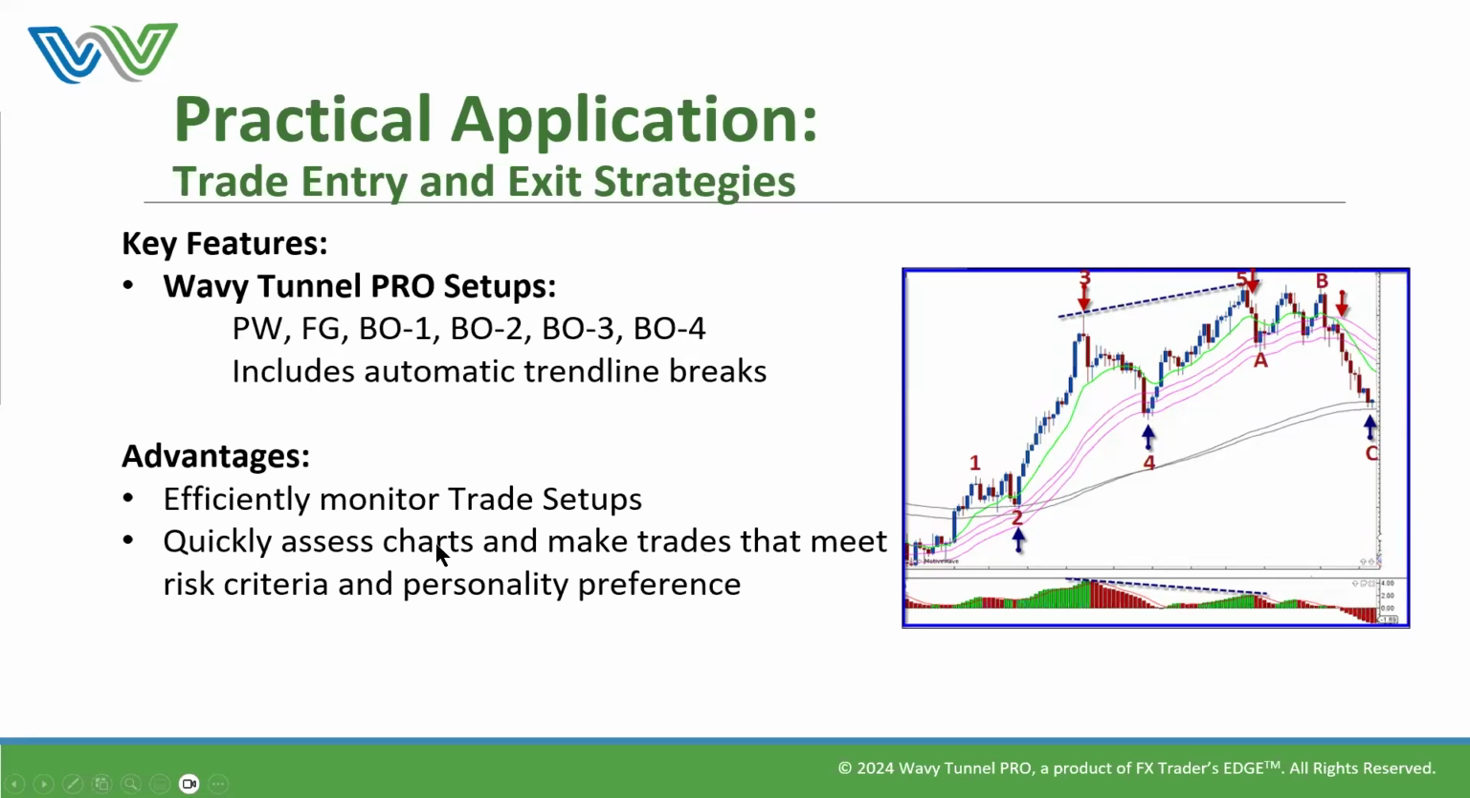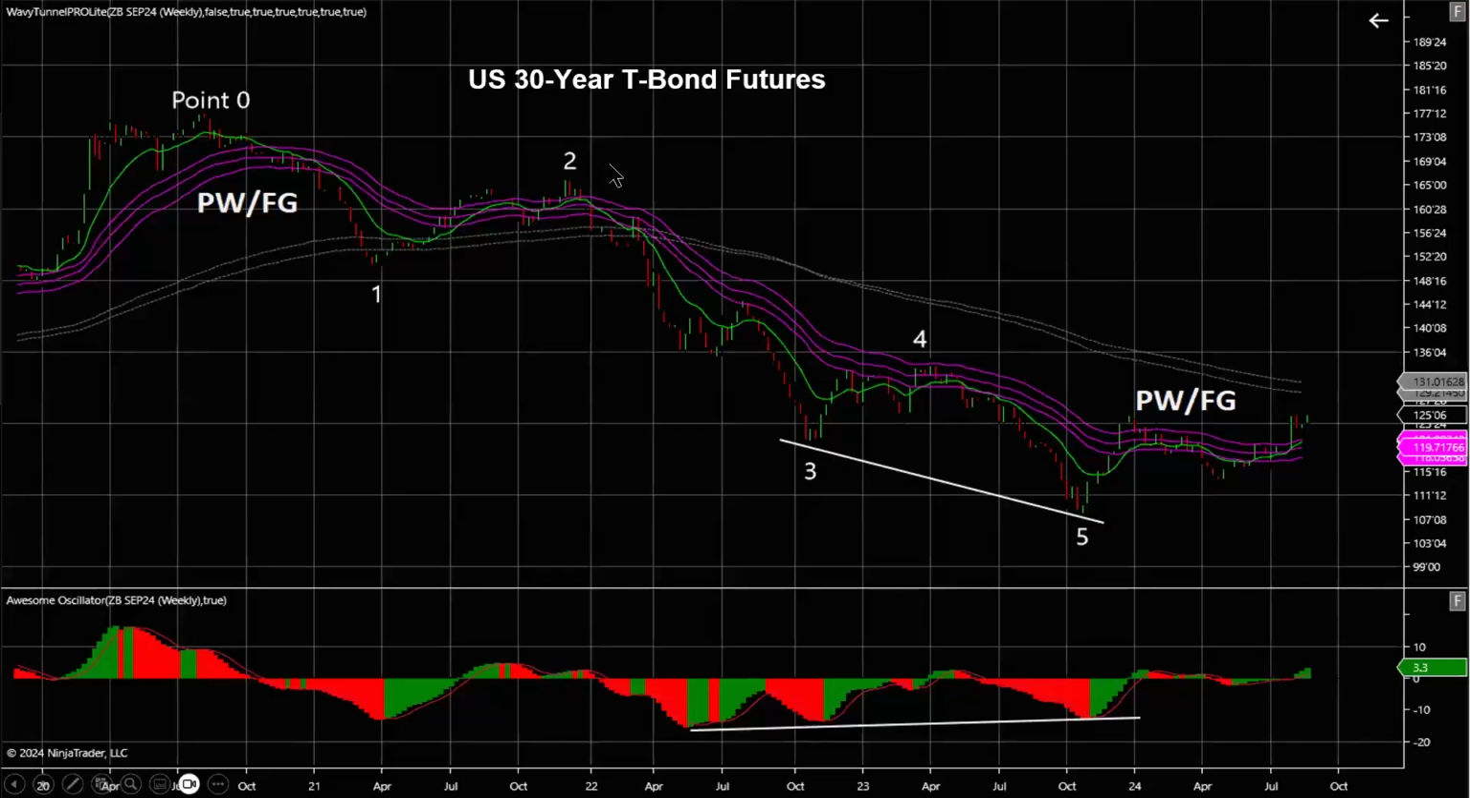The advantages: you can officially monitor trade setups by using a scanner. You can then quickly assess the charts and make trades that meet your risk criteria and personality preference. That's very, very important. Risk management is key, and we're not talking about it in this presentation. So let's just look at an example. This is the US 30-year T-bond futures. And this is a weekly chart because I want to show you all the Wavy Tunnel setups quickly.